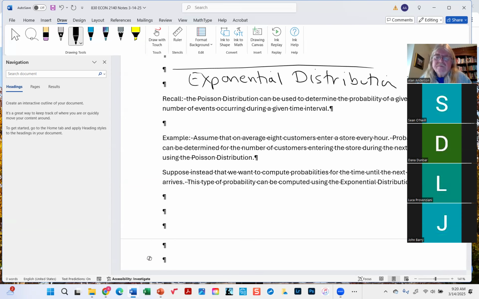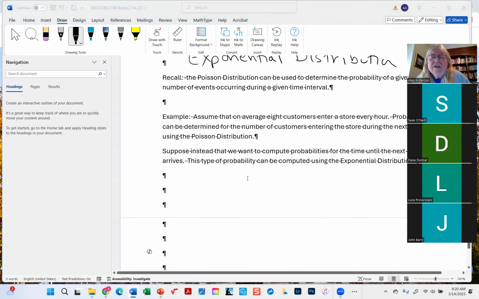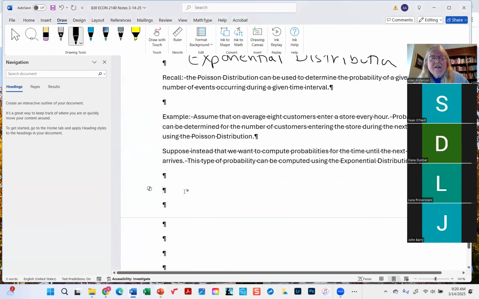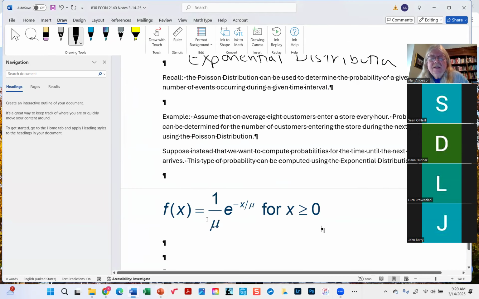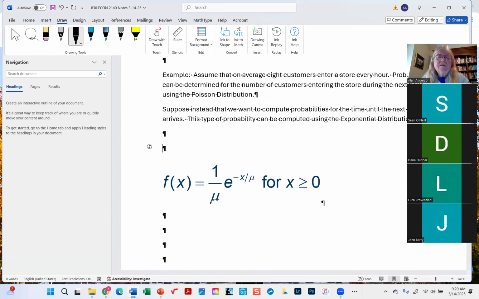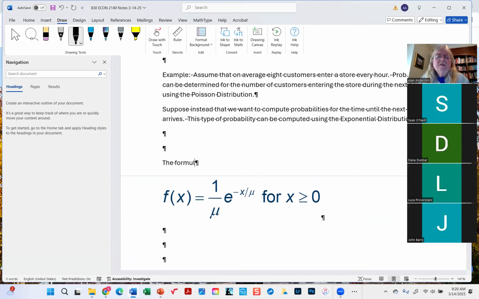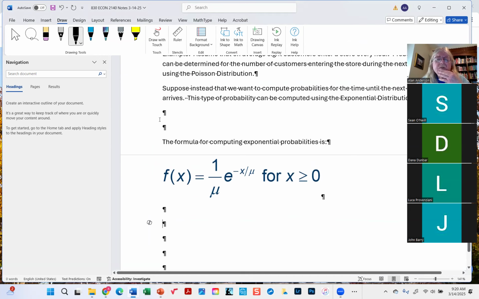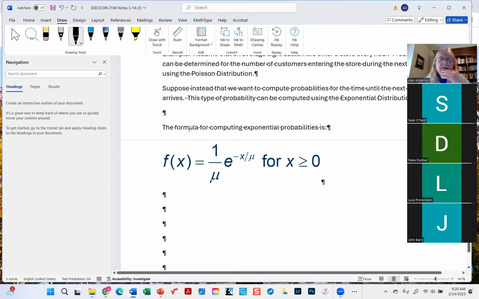Now, the formula is not really all that horribly difficult. Well, here it is. It doesn't look too terrible. And again, there's our old friend E. So the formula for computing exponential probabilities is, now you recognize a couple of old friends here.